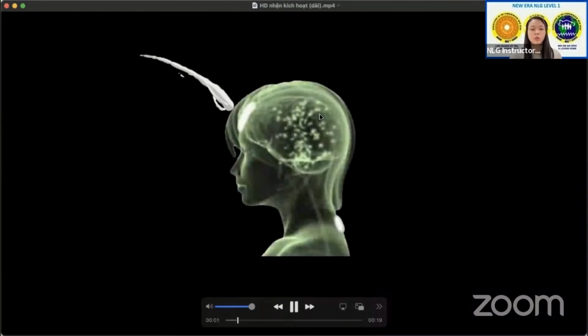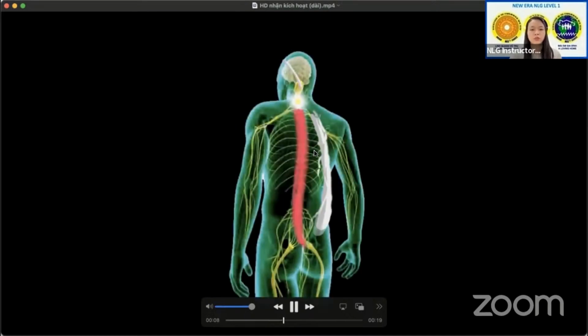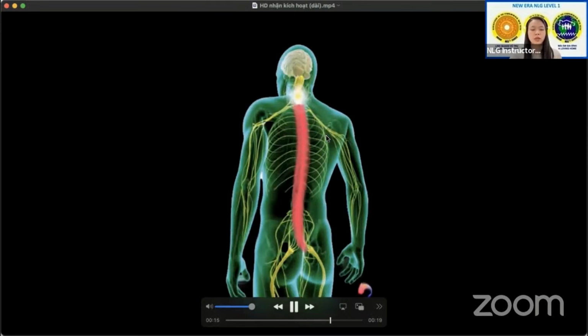Into the brain, 1, 2, 3. From the brain down the spine, 1, 2, 3. And then you keep it there.